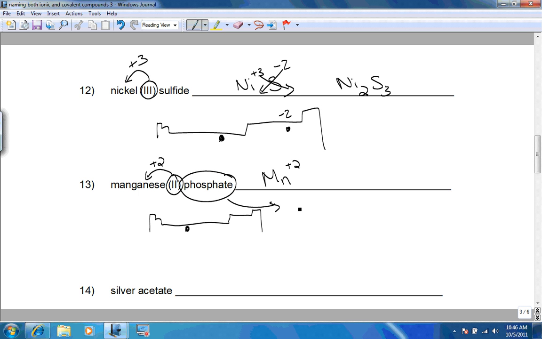Phosphate is PO4, and that has a minus 3 charge. That's a polyatomic ion, and it will always be a minus 3. So we're going to crisscross those charges, and it becomes Mn3 crisscross outside of the parentheses, PO4 2.